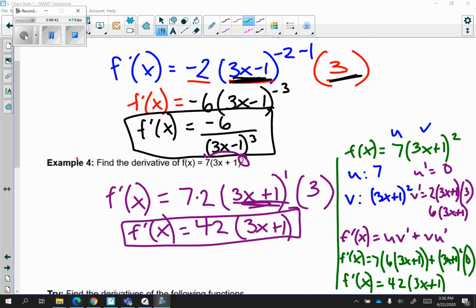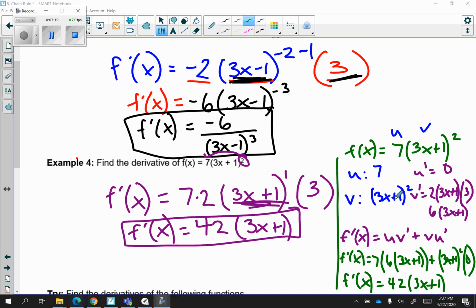Now, some of you might have seen this as the product rule, which also would work, and I want to show you why it would work. So if I have f of x is equal to 7 times 3x plus 1 squared, I can consider 7 to be u and 3x plus 1 squared to be v. And then I have to find the derivatives u prime and v prime. So the derivative of 7 is 0 because it's a constant. And if I have v as 3x plus 1 squared, the derivative would be 2 times 3x plus 1 times 3. So we are using the chain rule in this. So I get 6 times 3x plus 1.